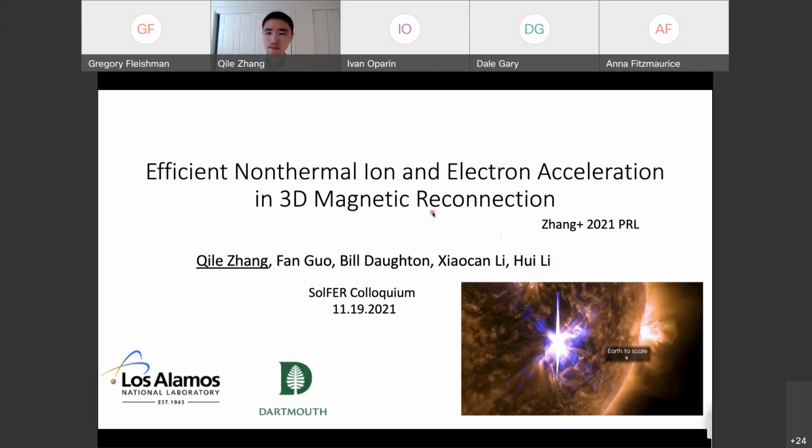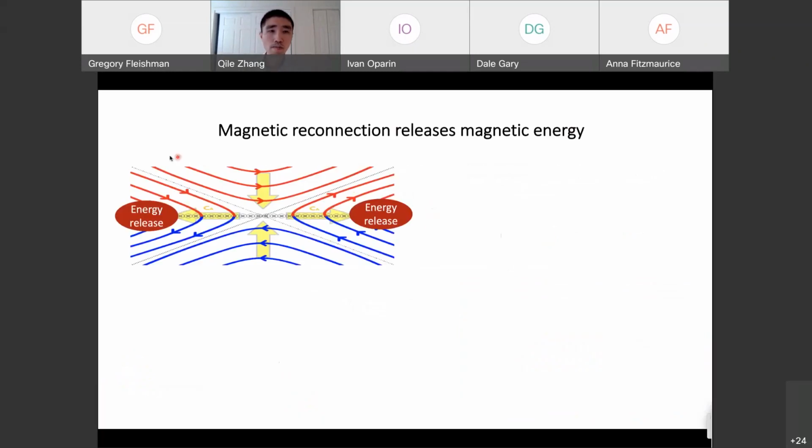Okay, so as I said, magnetic reconnection is a physical process that converts magnetic energy into plasma kinetic energy, including high-speed flows, hot temperatures, and non-thermal high-energy particles. This is through the change of magnetic topology. As illustrated in this picture, when field lines pointing in opposite directions from the upstream region come to each other, they can reconnect and turn into these two highly curved field lines.